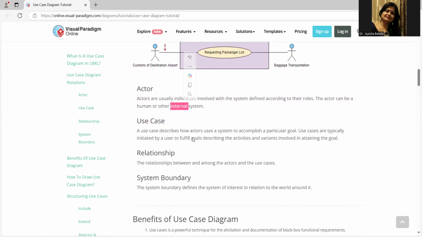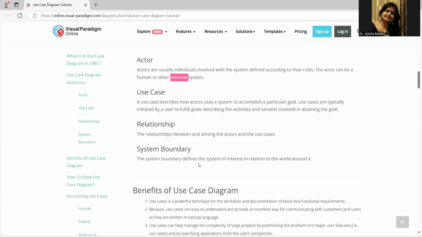system as well. If you are using a bank for, say, an ATM machine use case, then the bank becomes the external system. A use case describes how actors use a system to accomplish a particular goal, and the relationship between the actors and the use cases. Then the system boundary defines the system of interest in relation to the world around it.